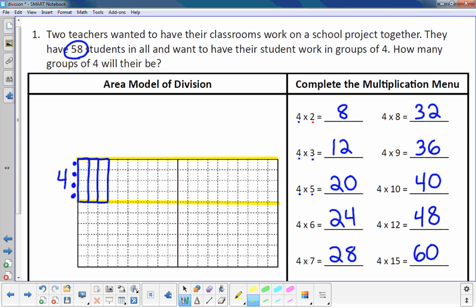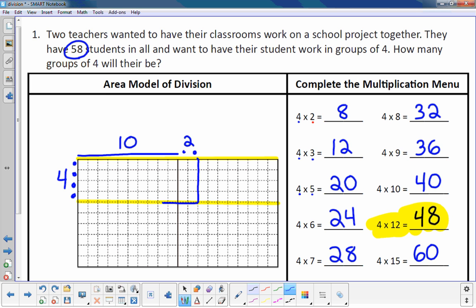We can't go past that. Well, instead of going one at a time, 4, 8, 12, 16, and so on, we can use our multiplication menu on the right to quickly see that 4 times 12 is 48. And we can just plug that in right away. 4 times 12 is going to be 48. So 4 times 12, using the area model, inside of there is 48.